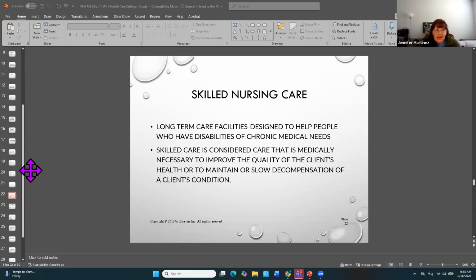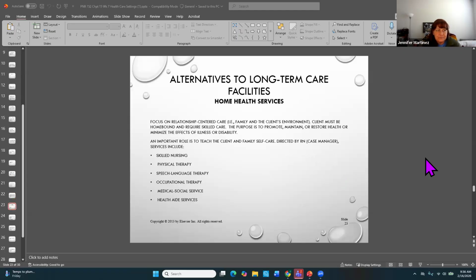And so, of course, a lot of education is provided to get them to be able to take care of themselves or even to train family members or caregivers. Home health services, this is care that is provided to the client at home. In order to receive home health services, the person must be considered homebound and they have to have a skilled need.